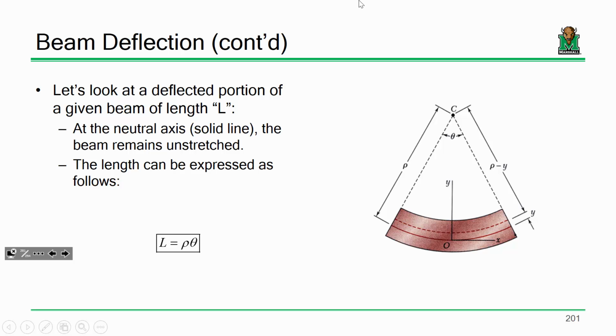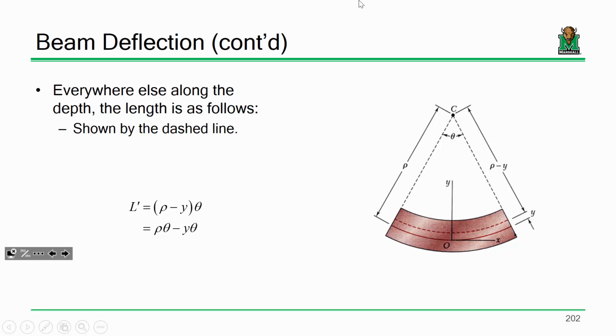All right? Make sense? Okay. Now that's the length. This dashed line, I'm going to call that a new length. We'll call that L prime. Well, how am I going to determine that? Well, it's still a radius times an angle, right? But the radius is different. Instead of it being rho, it's going to be rho minus however far we are from the centroid, this y distance. All right? Make sense?